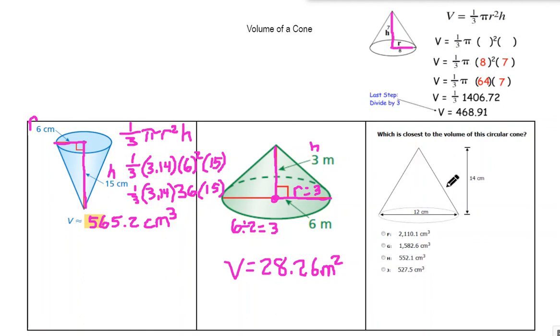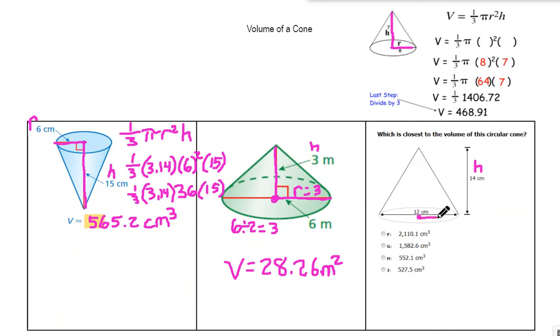Okay? All right, let's try this one. This one says, which is the closest volume of this circular cone? So here's my cone. It's a circle on the bottom, it said. So I got to figure out my height and my radius. So height is how tall it is. Well, that's pretty easy to find. That's just right here, right? That's my height, my 14.